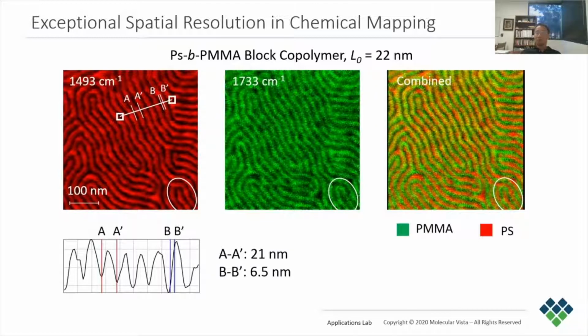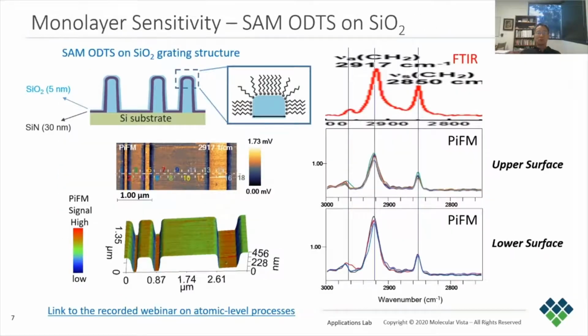Looking at the cross-section in the PS image, we can see that the 10% to 90% transition is about 6.5 nanometers, demonstrating PiFM's sub-10 nanometer spatial resolution. We demonstrate the excellent PiFM sensitivity by characterizing a self-assembled monolayer film of octadecyltrichlorosilane, or ODTS, that is formed on silicon dioxide substrate. The substrate is a linear grating with varying width and spacing to test the effect of geometry on the packing density of the SAM layer.